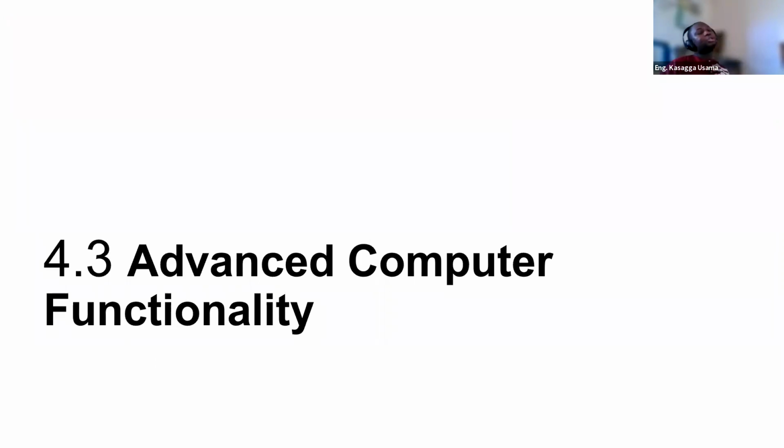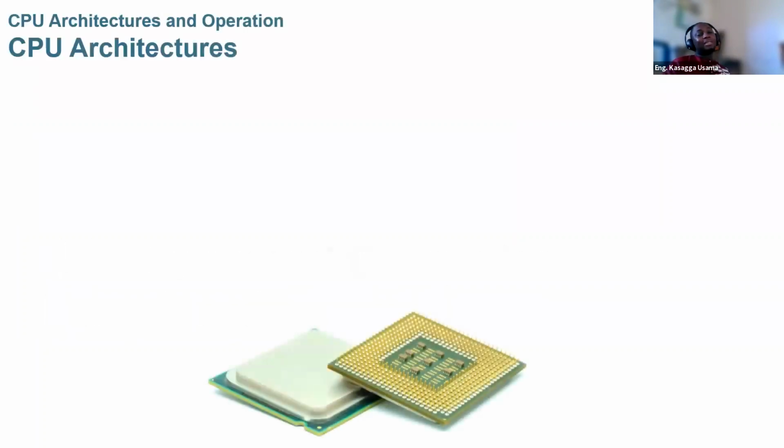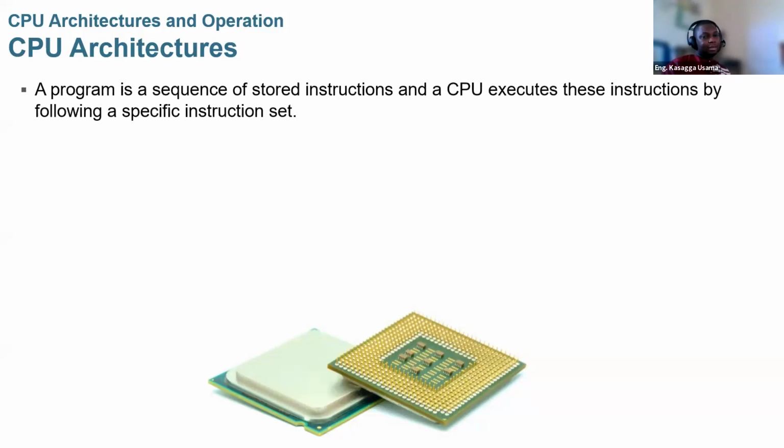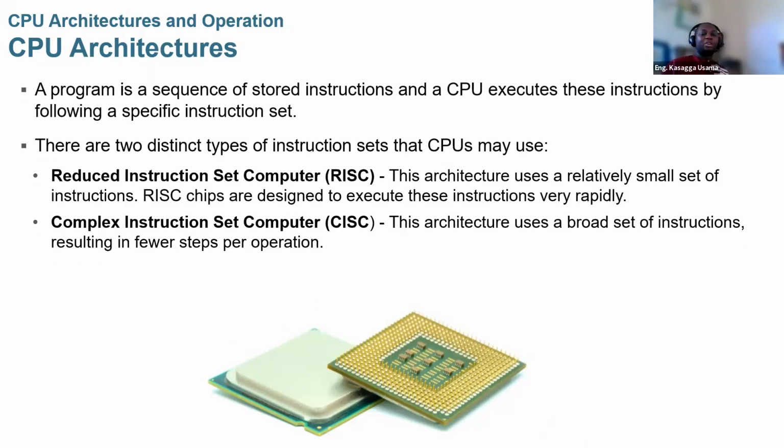Now let us go to advanced computer functionalities. It's like breaking down all the gadgets that we've been sharing in the previous classes. We started with the CPU, the processor. The processor has different architectures. Why do we need to have processors? It's just to help ease the instructions that we give to a machine. That's why we need to talk about it here.